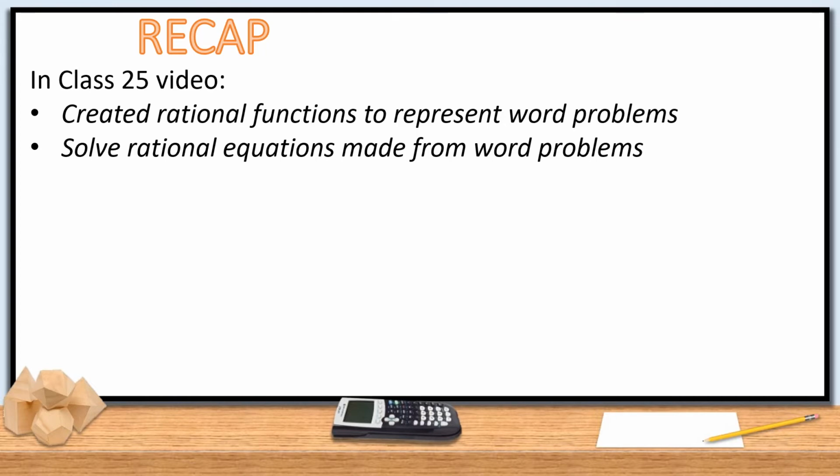All right, in our last lesson, it was the end of Unit 4. We were doing models of rational functions, so we had a lot of word problems, and we had to model out what a rational function would look like to show the situation, and then we also had to go and solve them in some cases.